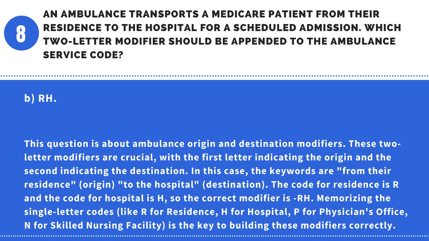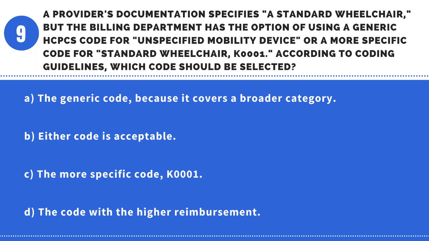Memorizing the single-letter codes, like R for residence, H for hospital, P for physician's office, N for skilled nursing facility, is the key to building these modifiers correctly. Question 9. A provider's documentation specifies a standard wheelchair, but the billing department has the option of using a generic HCPCS code for unspecified mobility device or a more specific code for standard wheelchair, K0001.